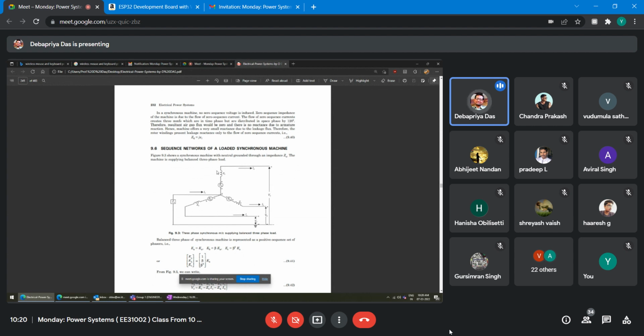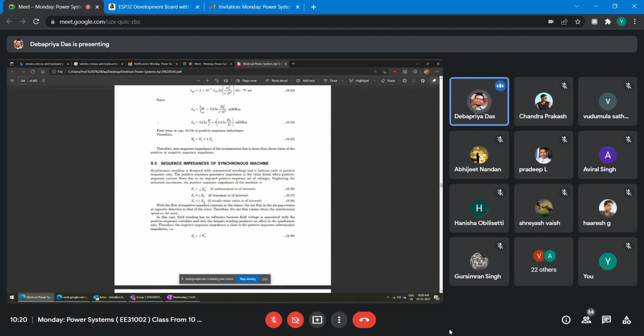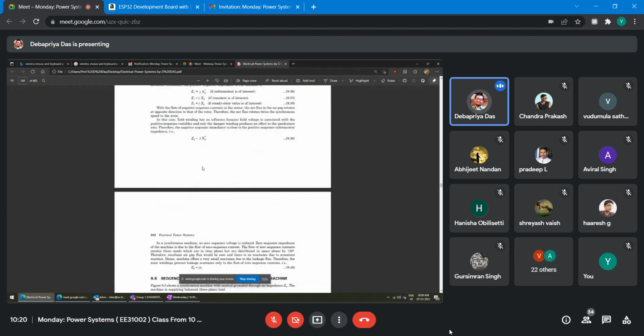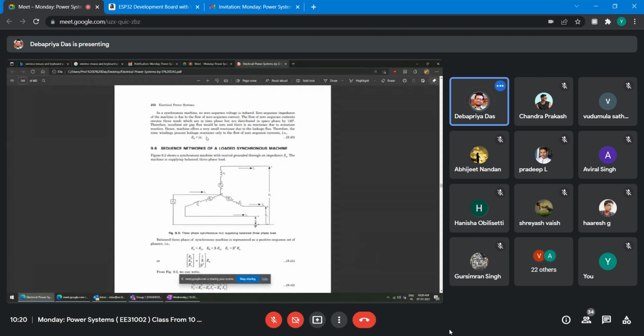The flow of zero sequence current creates 3 MMFs, which are in time phase but are distributed in space by 120 degrees, right? Therefore, the resultant air gap flux would be 0. Hence, there is no reactance due to armature reaction. Therefore, the machine offers a very small reactance due to leakage flux. Therefore, the rotor windings present leakage reactance only to the flow of zero sequence current, that is Z0 is equal to jXL. XL is the leakage reactance, right? This is how Z1 is for positive sequence, this is for negative sequence, and this is for zero sequence, right? As far as the machine is not loaded.